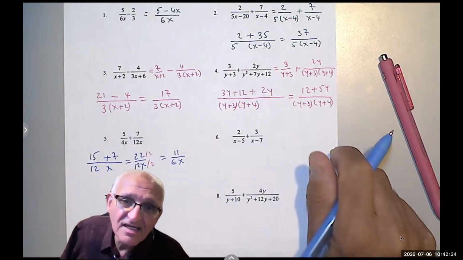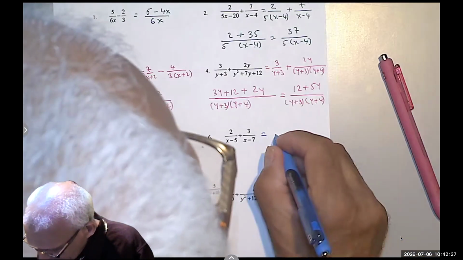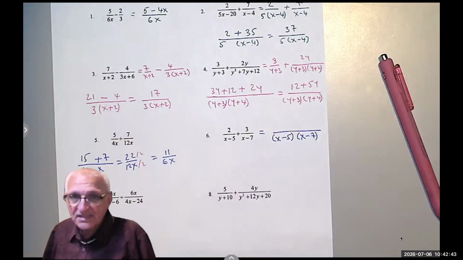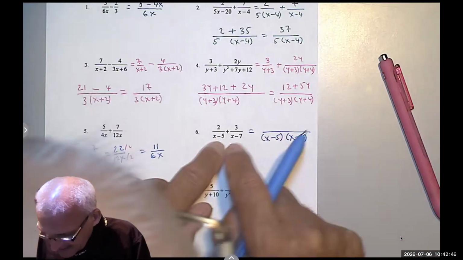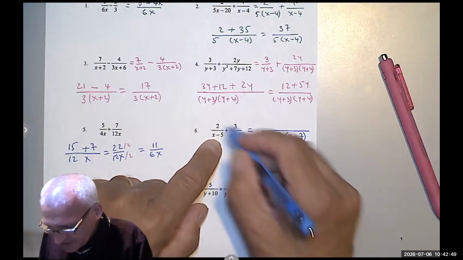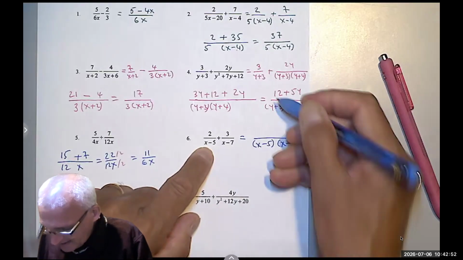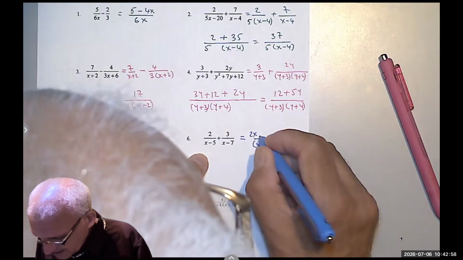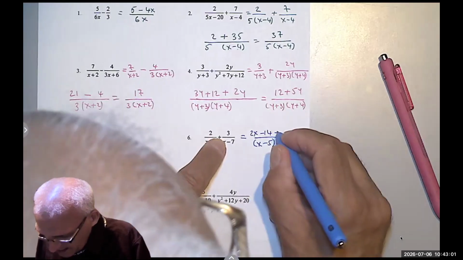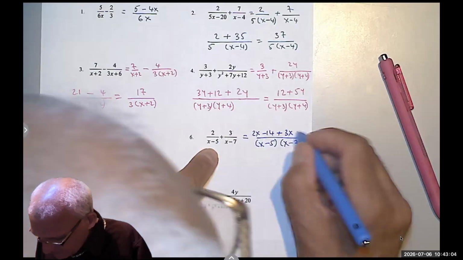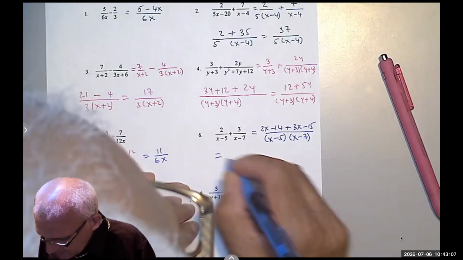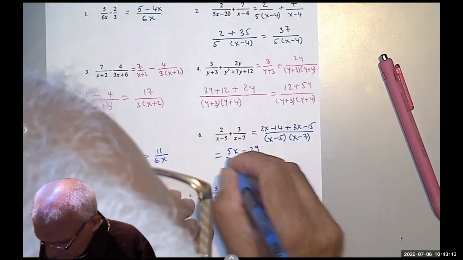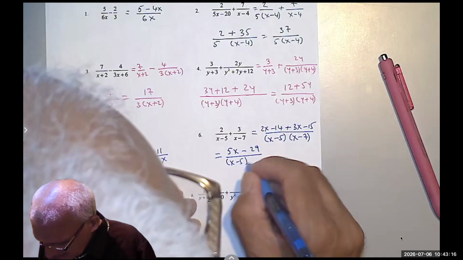This one, we don't have anything in common. So I have to take the common denominator as x minus 5 times x minus 7. Nothing to be simplified. When I divide this by x minus 5, I get x minus 7. In this case, you just do the cross and just simplify. 2x minus 14, and then I have a plus sign. 3x minus 15. So when I add them up, I get 5x minus 29 over x minus 5 times x minus 7.